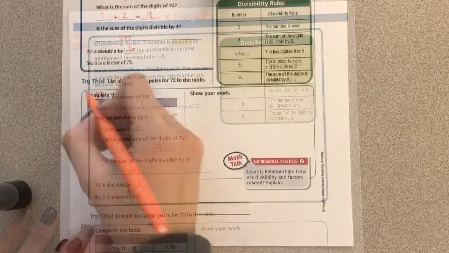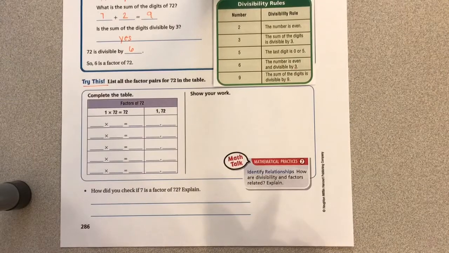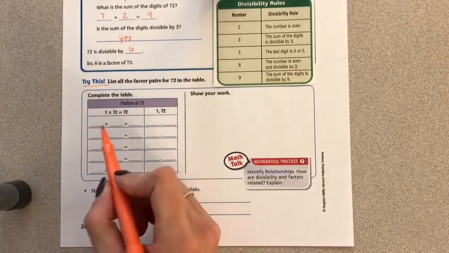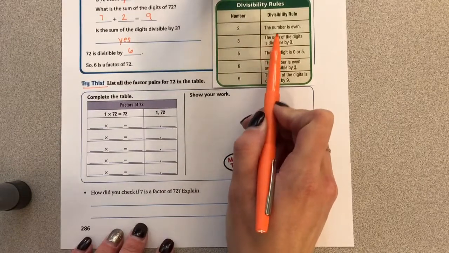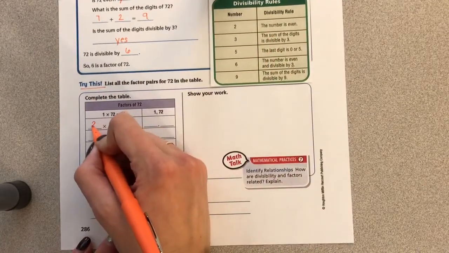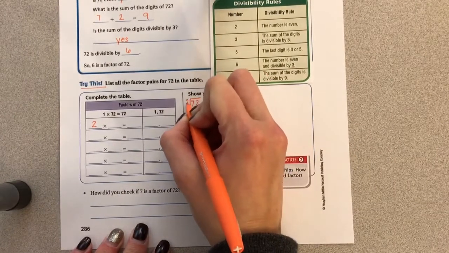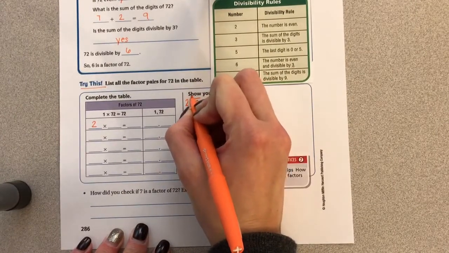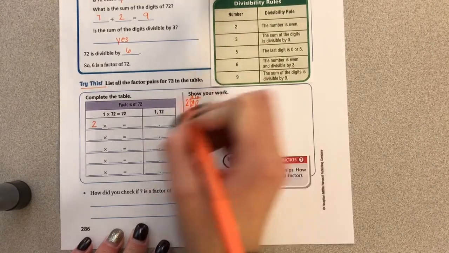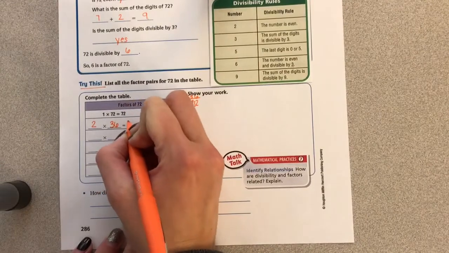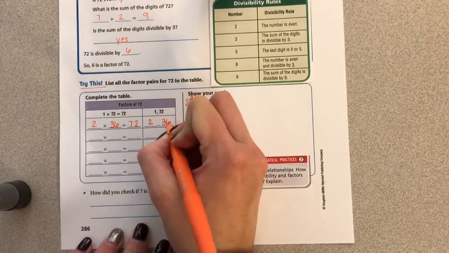Look at the Try This section here. We want to complete the table and find all the factors of 72. So we're going to start right down our list. Does 2 go into 72? The number is even, so yes, it does. I don't know how many times yet, so I can do 72 divided by 2. 2 goes into 7 3 times with a remainder of 1. 2 goes into 12 6 times. So 2 times 36 equals 72, so the factors are 2 and 36.